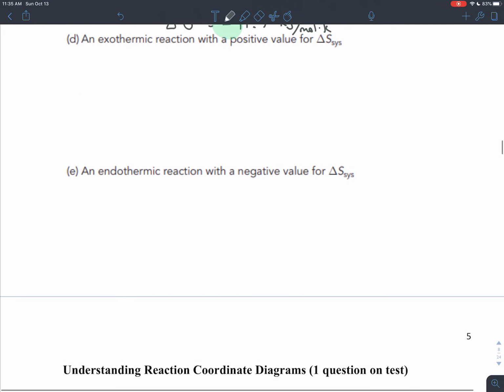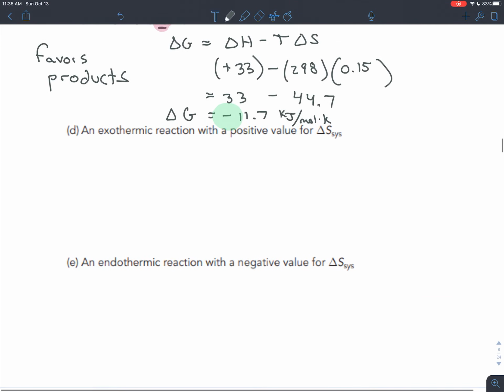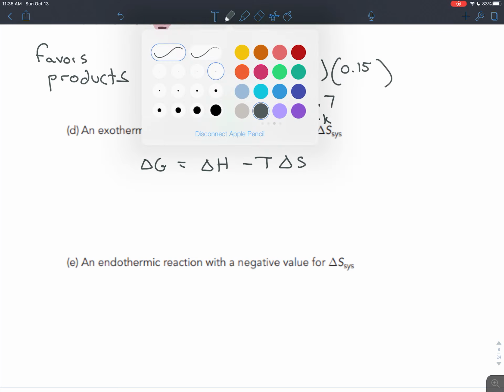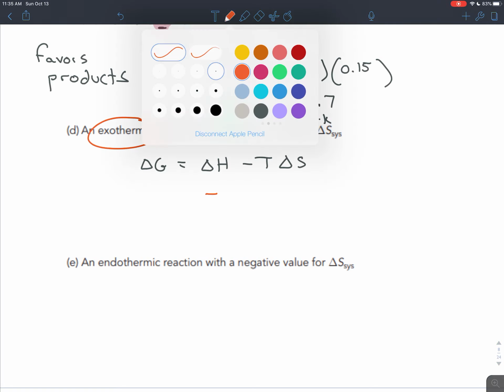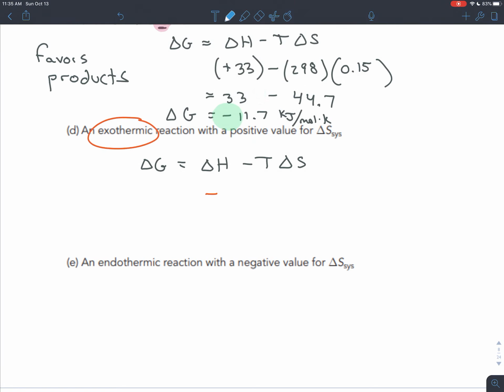D and E are bringing us back to types of problems that we did earlier. We're going to think qualitatively about this equation. Is a reaction likely to happen? It depends. Is the energy going to change in a way that's more likely? And are the molecules going to change in a way that makes their arrangement more likely? Well, they tell us that the reaction is exothermic. That means delta H is negative, and so that's favorable. The heat is spreading out.